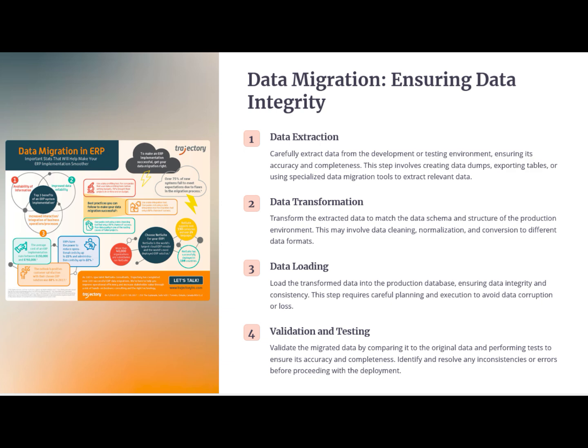Step 2. Data transformation. Transform the extracted data to match the data schema and structure of the production environment. This may involve data cleaning, normalization, and conversion to different data formats. Step 3. Data loading. Load the transformed data into the production database, ensuring data integrity and consistency. This step requires careful planning and execution to avoid data corruption or loss.